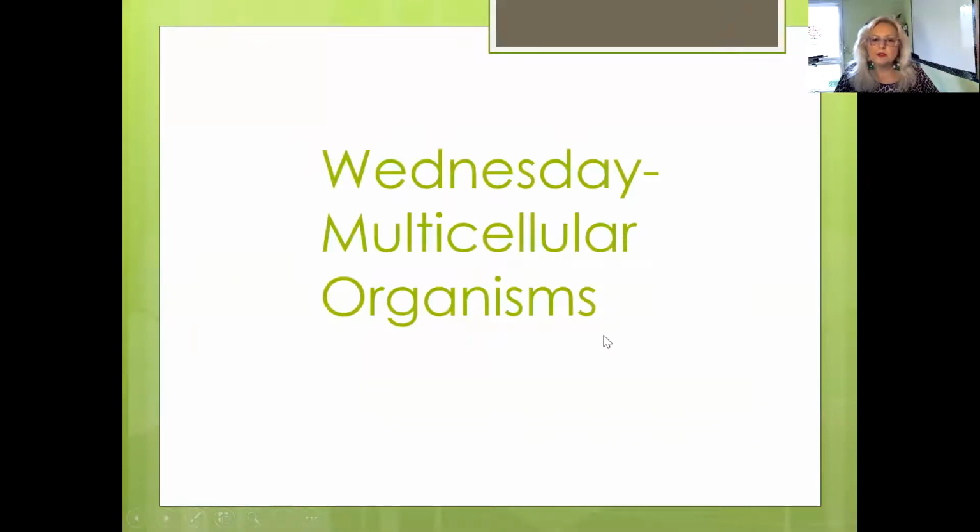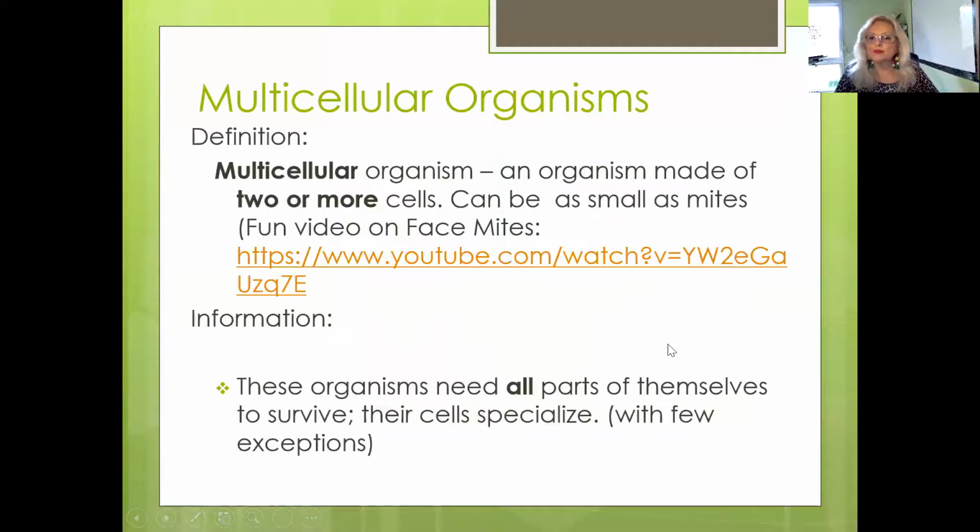Wednesday's multicellular organisms. The definition, multicellular organism, we're going to concentrate on that today to see the differences between the unicellular one. It's an organism made up of 2 or more cells, multiple cells, can be as small as mites. Again, you got your little fun video on face mites over there in case anybody wants to watch it again. It is lovely.